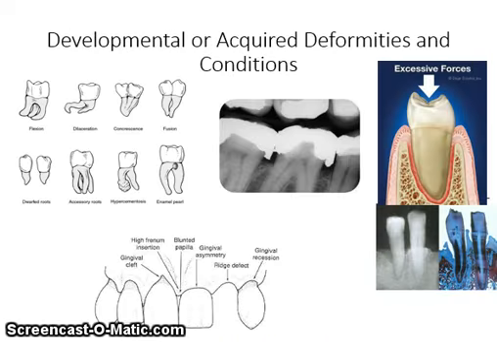Developmental or acquired deformities and conditions includes conditions that exist around the teeth that may predispose the periodontium to disease. Tooth-related factors include tooth position, root abnormalities, enamel pearls, defects in dental restorations, and occlusal trauma. Mucogingival deformities refer to defects in the normal shape of the gingiva and alveolar mucosa.